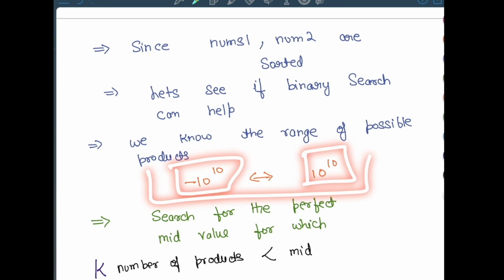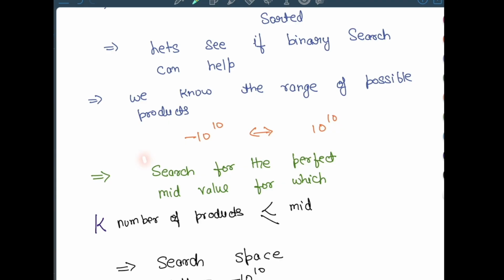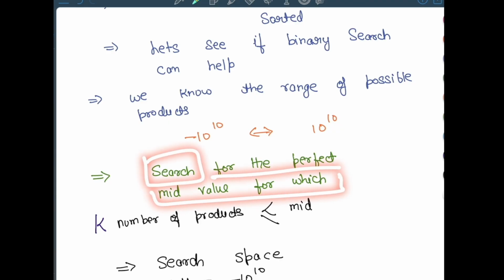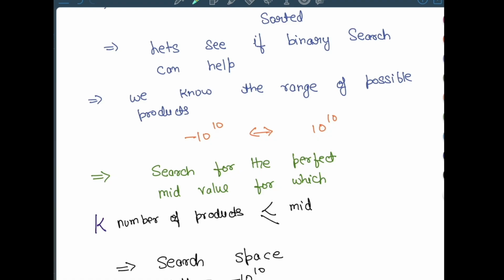Now this is the range we have, and this is a sorted range. This is the lowest value, this is the highest value. So now we need to search for the perfect mid value in this range. This is the range of all the possible products we can get, right? We need to find a value in this range, which is the perfect value for us, for which there are k number of products less than or equal to that mid value.